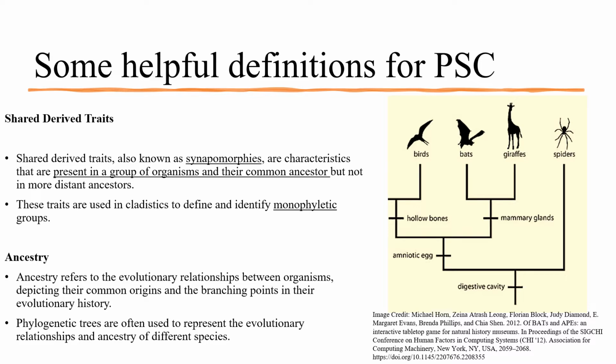What does it mean, ancestry? Ancestry refers to the evolutionary relationships between organisms, depicting their common origins and the branching points in their evolutionary history. Phylogenetic trees are often used to represent the evolutionary relationships and ancestry of different species. As you see in the pictures on the right, there are different organisms, and you can see some shared derived traits between various organisms. For example, between bats and giraffes, we have mammary glands as a common trait between these two different organisms, which appears in the common ancestor of these two, as an example.